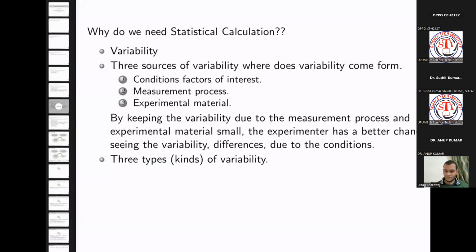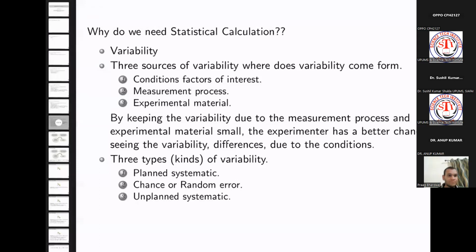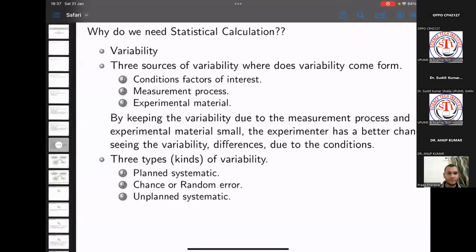Now in statistics, we define three kinds of variability. What are those three kinds? One is planned systematic variability. Planned systematic variability means it comes out of a research question. We say that the blood pressure of the patient will be high.